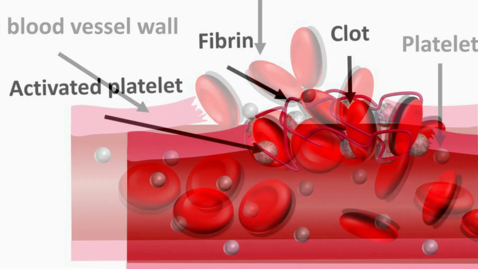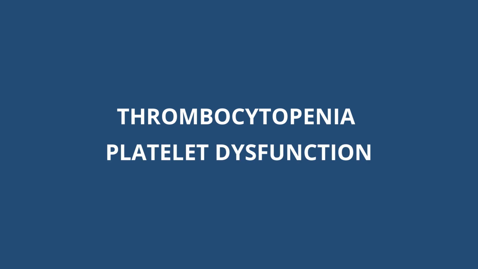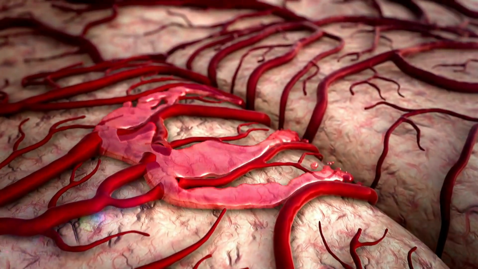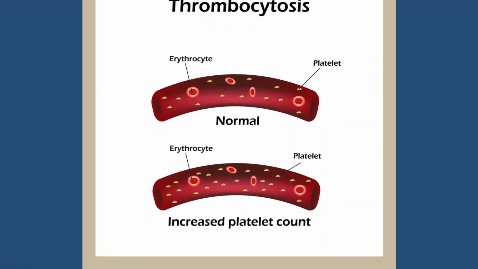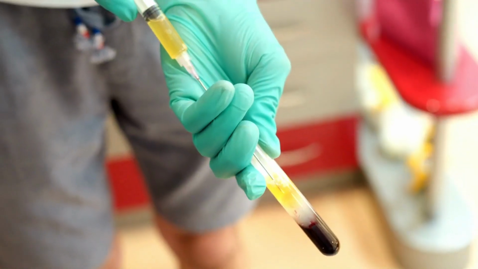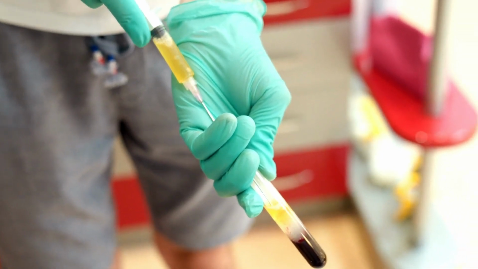Abnormalities in platelet function or quantity can lead to bleeding disorders like thrombocytopenia or platelet dysfunction. These conditions can result in excessive bleeding, bruising, and other related symptoms. On the other hand, conditions like thrombocytosis can increase the risk of thrombosis. Let's now shift our focus to the liquid component of blood, plasma, and explore its critical functions.